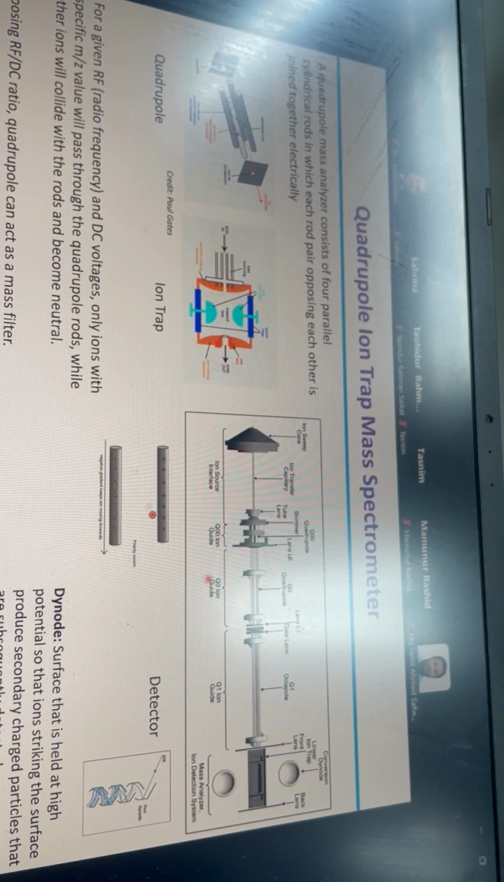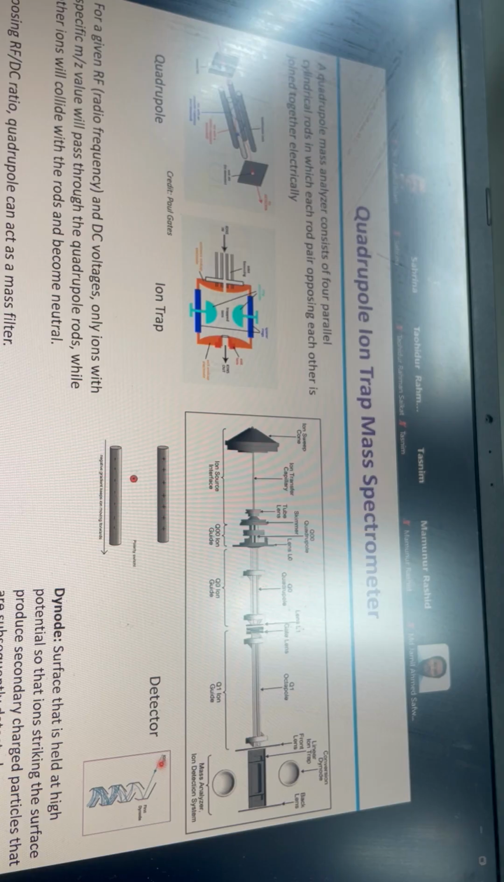And then you have a trap, where we can trap the ions. We use a voltage gradient or voltage potential to trap the ions. And then we have the conversion dynode. The conversion dynode acts as a detector. This conversion dynode is made of a copper plate, or a plate where electrons are loosely bound.